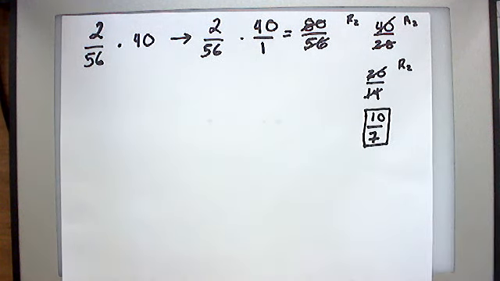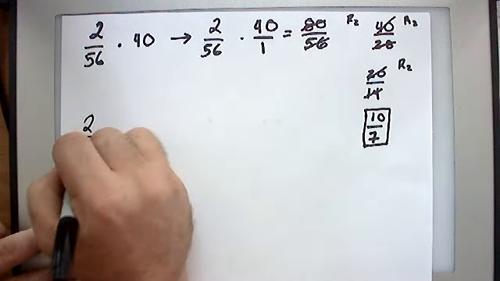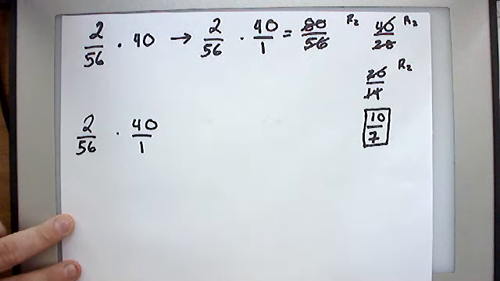Now, what if we wanted to do this with cross-canceling? So I had 2 over 56 times 40 over 1. And I didn't want to just multiply it all, and I wanted to do a little reduction in the problem itself.